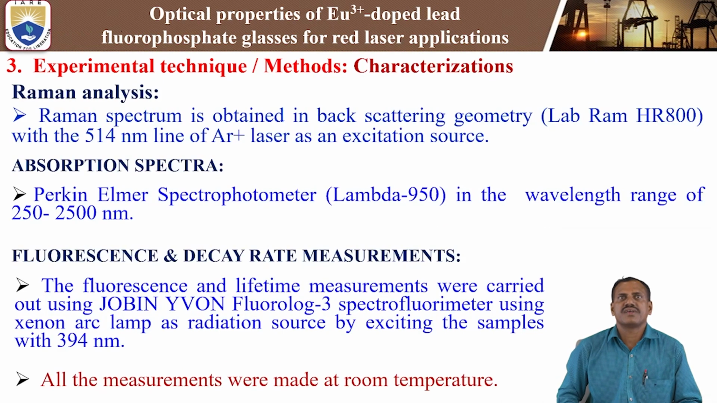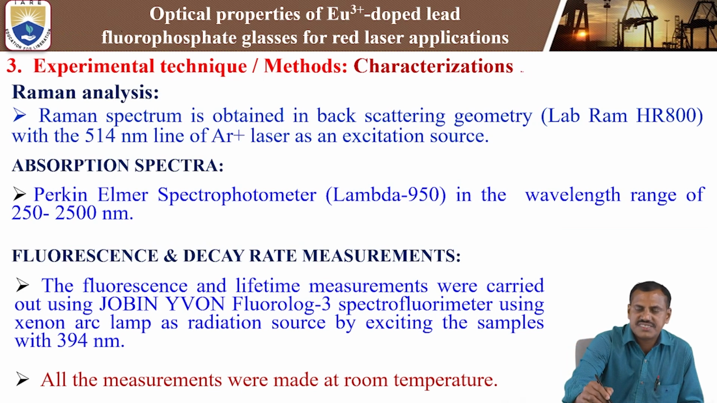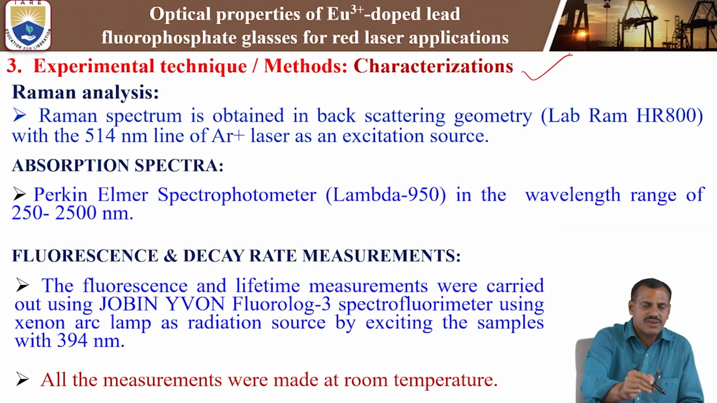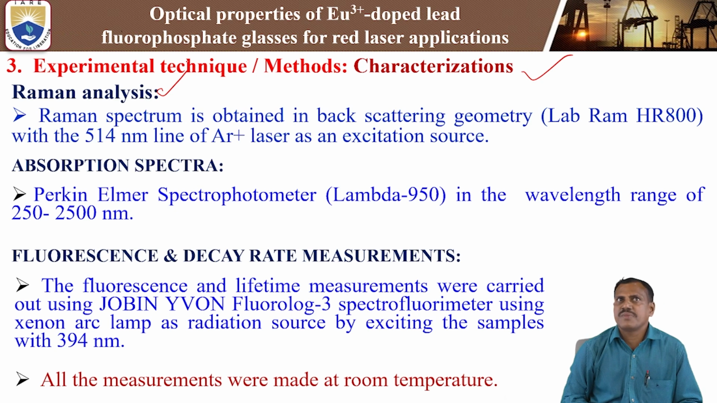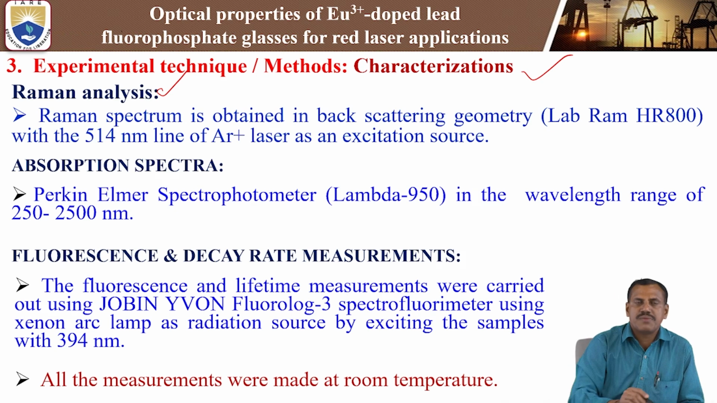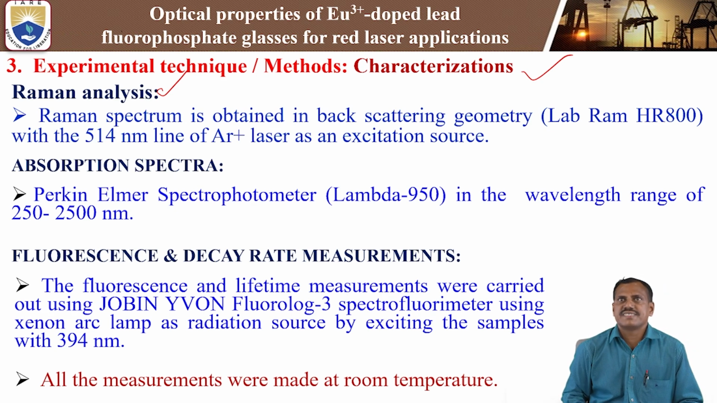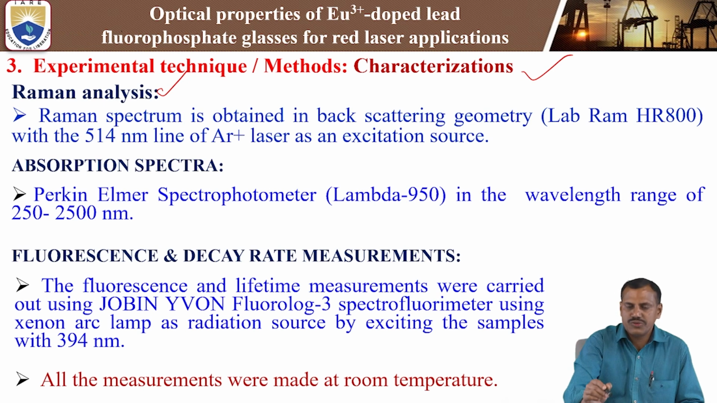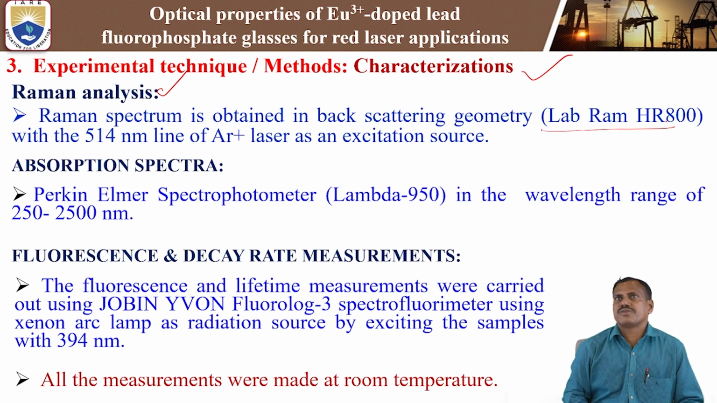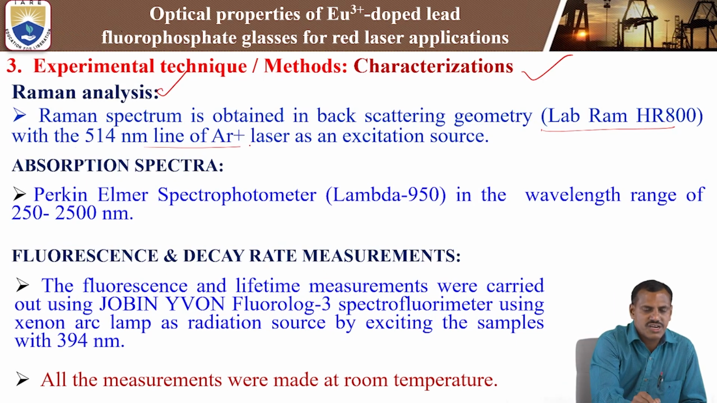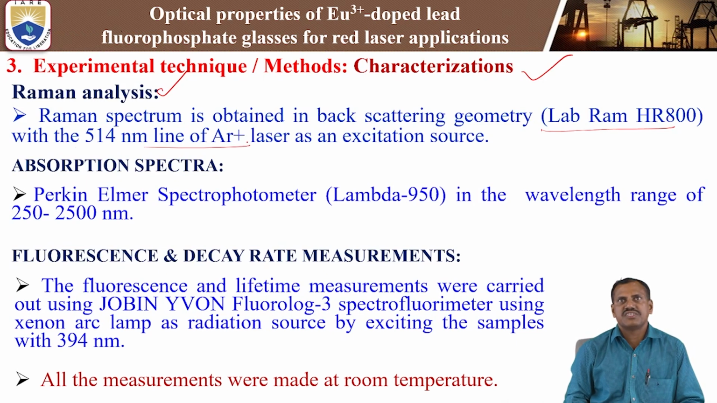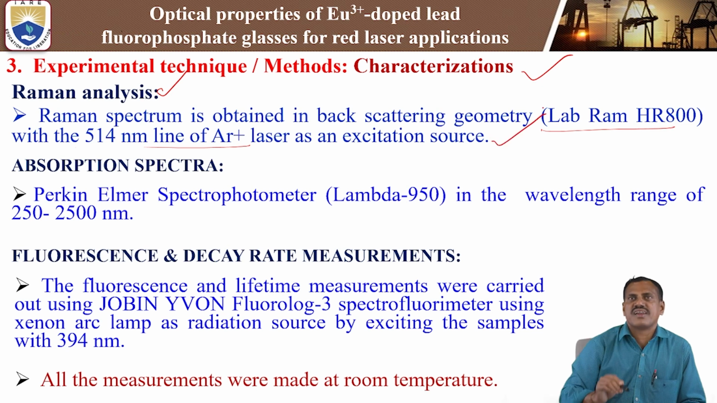After preparation of the glass sample, we need to measure with different characterization techniques. First, Raman analysis. The Raman spectrum is obtained in backscattering geometry. The Raman spectrometer used is the LabRam HR800 with a 540 nanometer argon laser as the excitation source. We used this to measure the Raman analysis.